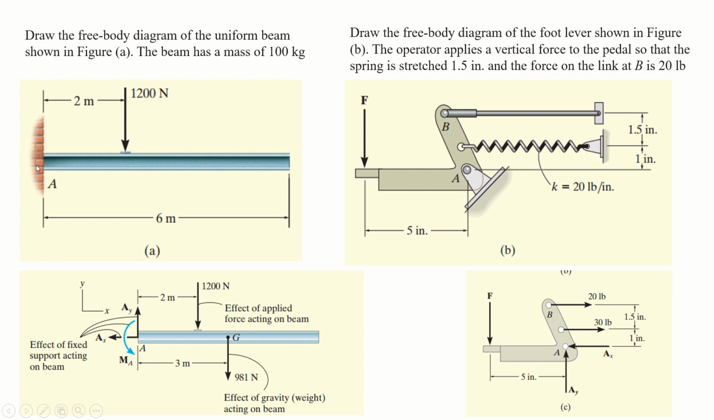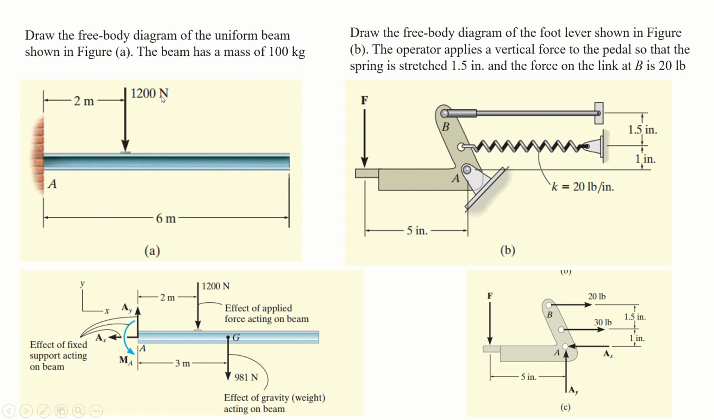In the first figure, we can see that a beam is fixed on the wall, and a force is acting on this beam which is 1200 Newton. Also the beam has a mass of 100 kg. So first we have to draw an outline of this beam like in this figure, and then we will show all the forces which are acting and also the reaction forces on this beam.